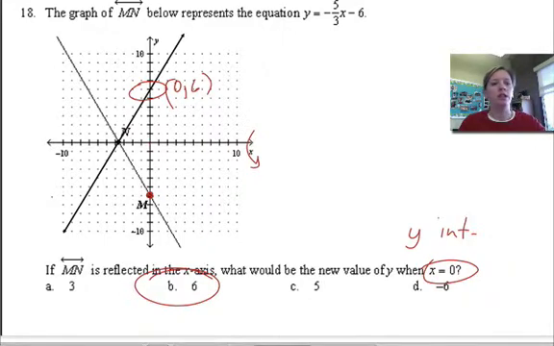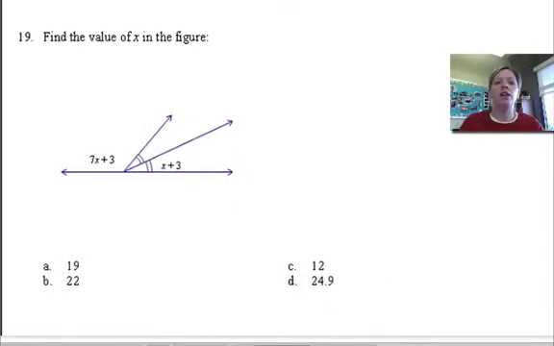Alright, for number 19, find the value of x in the figure. Now, if you made a mistake in this problem, it was because you ignored this little angle right here. These two angles are congruent. That means this is also x plus 3. The three angles together form a straight line. That means that they all three have to add up to 180.